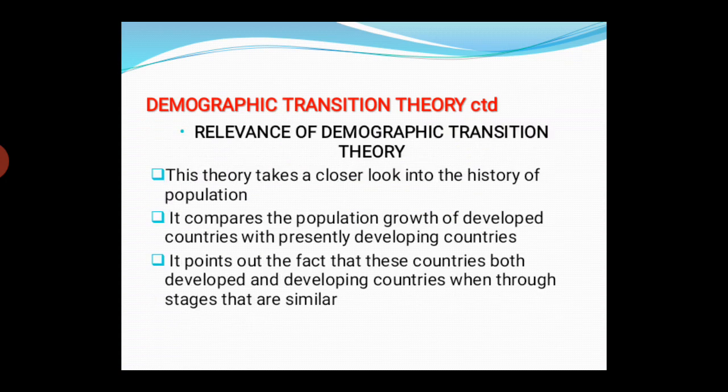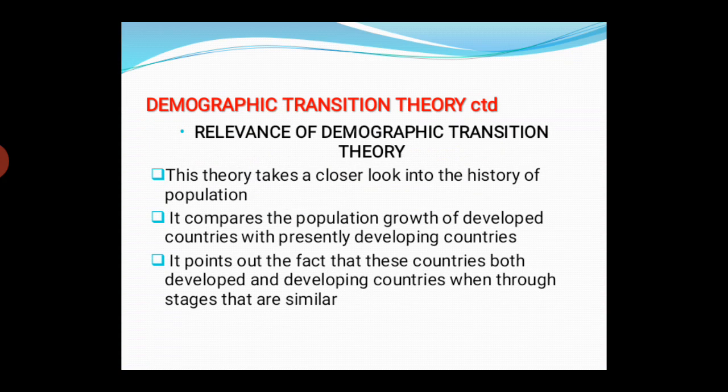Before we bring the lesson to a close, let us look at the relevance of demographic transition theory. Number 1: this theory takes a closer look into the history of population. It helps us to understand how a country moved from one stage to another, how most of the developed countries moved from one stage to another, and to have a better history of the population changes or demographic transition that exists or existed in some of these countries, both developed and developing.